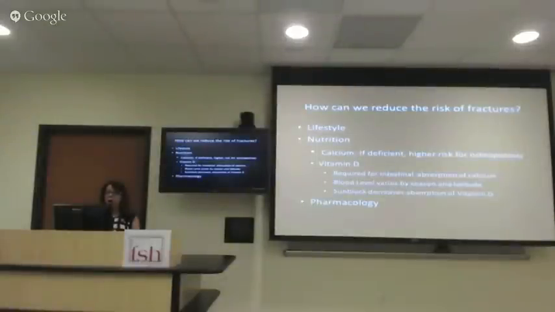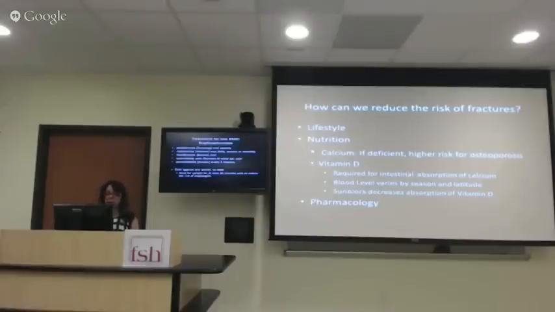So how can we reduce the risk of fractures? Talked a little bit about lifestyle and nutrition. Calcium and vitamin D are so important. And just remember with vitamin D, your blood level will vary by the season and how much sun you're exposed to, and sunblock will not allow you to absorb vitamin D. If you do have low bone mineral density, your vitamin D and calcium are fine, you should consider pharmacology, meaning treatment with medication.